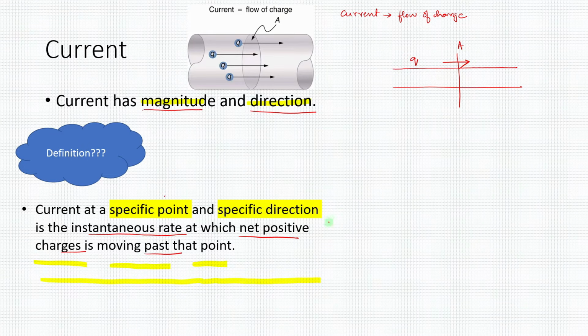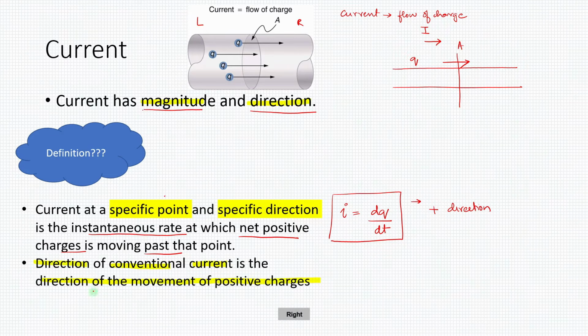Okay, so mathematically, current is defined as the instantaneous rate of change of movement of positive charge. So it is also represented by I equals dq divided by dt. This will give the magnitude, and current also has a direction. In this case, the net positive charges are moving from left to right. So the current direction will be from left to right.